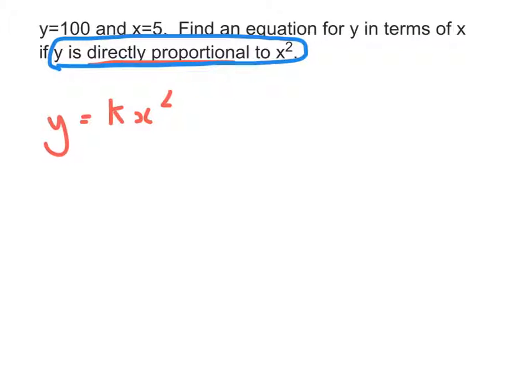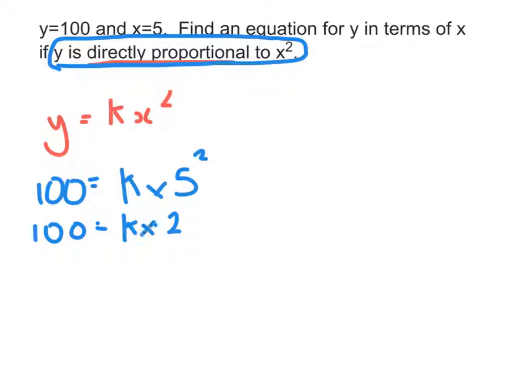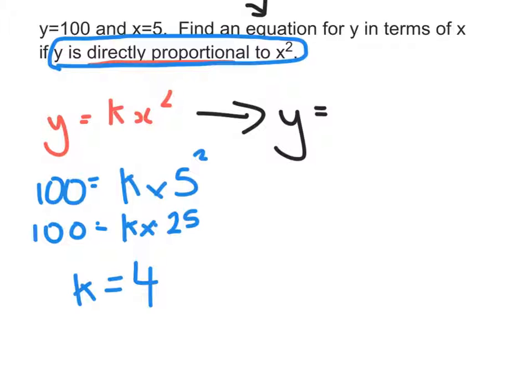So we use the information we get told. If y is 100 and x is 5, what we can do is work out the value of that constant of proportionality, the value of k. So 100 equals k times 25. We divide to find k, so k is 4. Now none of that is your answer. What your answer is, because we are writing an equation, we take this and replace the k with what we found out. So that is my formula, my equation.